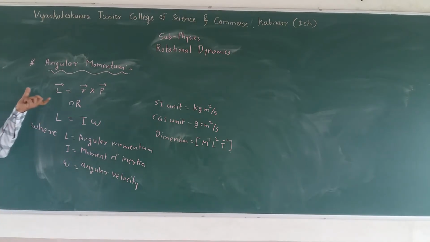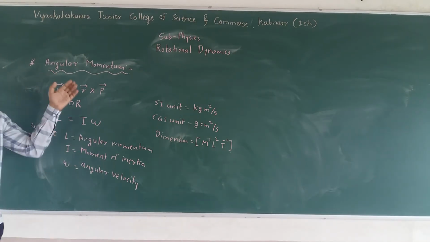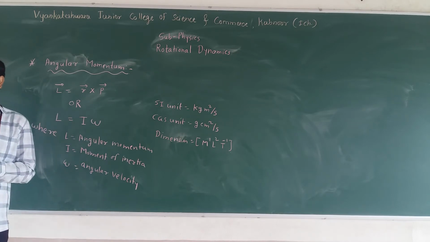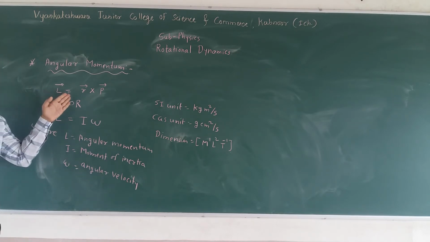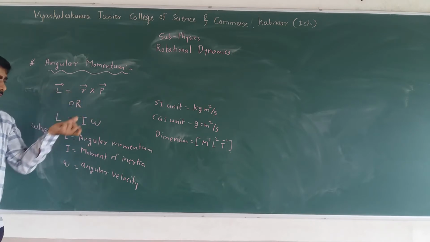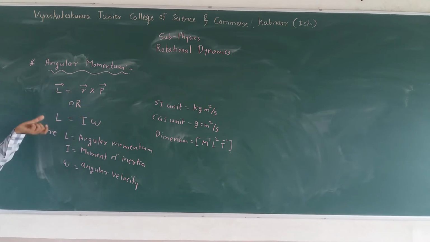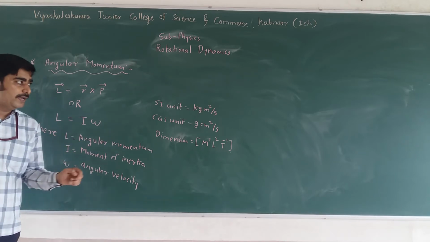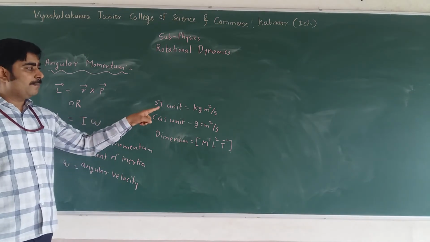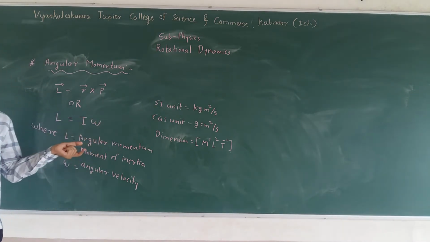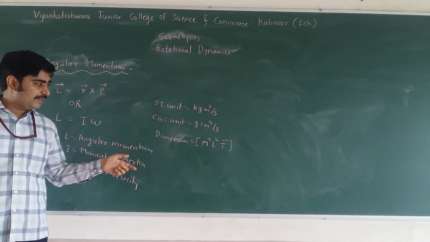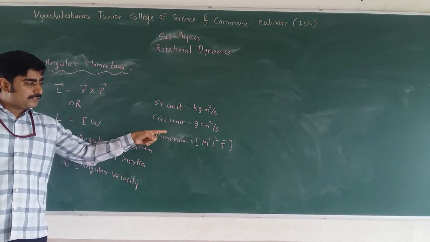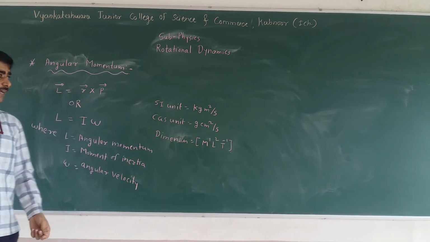Okay, so this is about angular momentum. Angular momentum can be defined as the product of radius vector and the linear momentum, or another formula, L is equal to I omega. So angular momentum can be defined as the product of moment of inertia and angular velocity. Its SI unit is kilogram meter square per second, its CGS unit is gram centimeter square per second, and its dimensions are 1 in mass, 2 in length, and minus 1 in time.